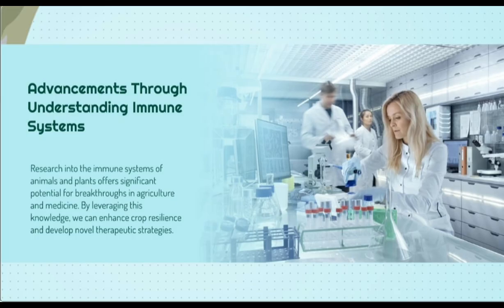Advancements through understanding immune systems. Finally, understanding these immune systems helps us make advancements in science. Research on both animals and plants can lead to major improvements in agriculture and medicine. For example, by studying plants' immunity, we can create crops that resist diseases. And by studying animal immunity, scientists can develop better vaccines and treatments for various illnesses. The photo shows scientists in the laboratory conducting experiments, representing how comparative immunology contributes to developing new strategies that benefit both health and food security.